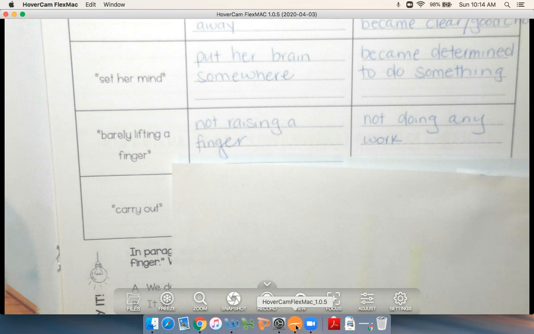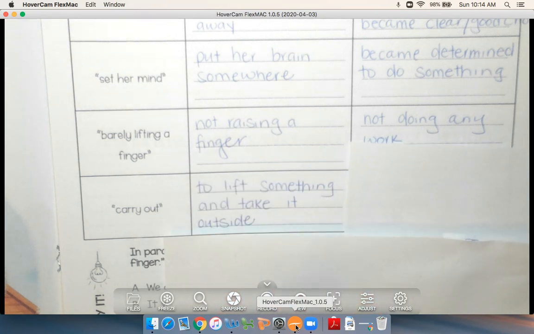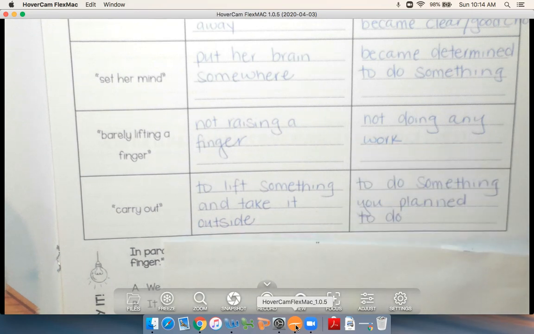Now, does he mean that they're going to pick up her plan and walk away with it? No, but when we say we're going to carry something out, usually that's what we mean, right? But as an idiom in the context of this passage, it does not mean we're going to pick it up and take it outside. Instead, it means we're going to do something we've planned to do. If I'm going to carry out an idea or carry out a plan, I'm not going to pick it up and walk away with it. I'm going to complete the task. I'm going to do what I have planned to do.